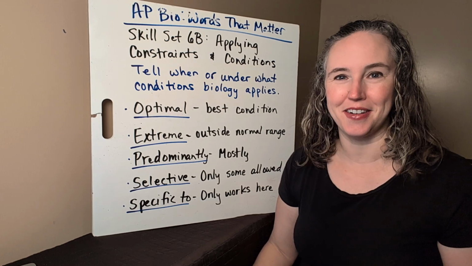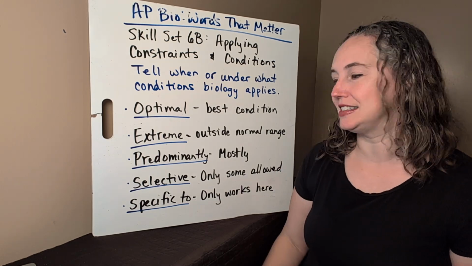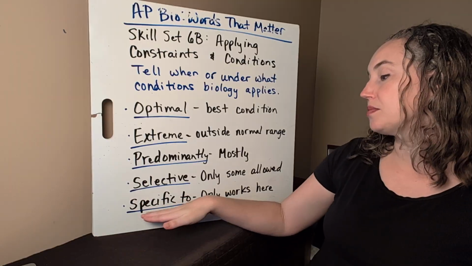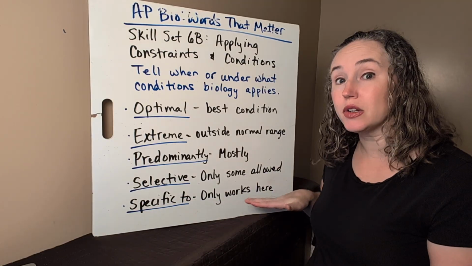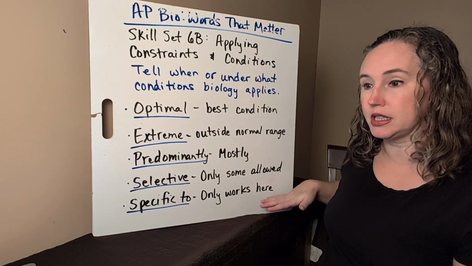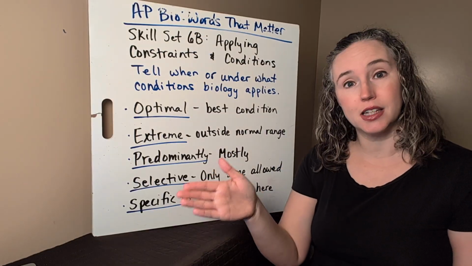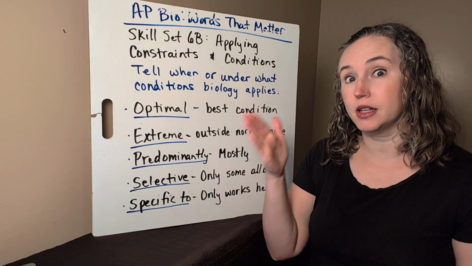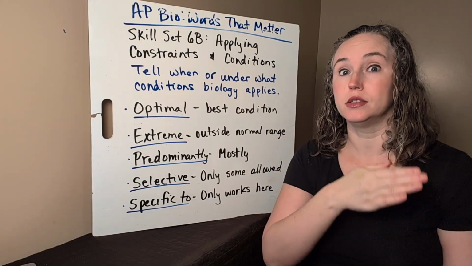And the last word, not just of this video, but of this series, is specific to. That means something only works in a very specific or certain situation. It only works in this case. So an enzyme is specific to a substrate, meaning that enzyme only works on that one substrate.